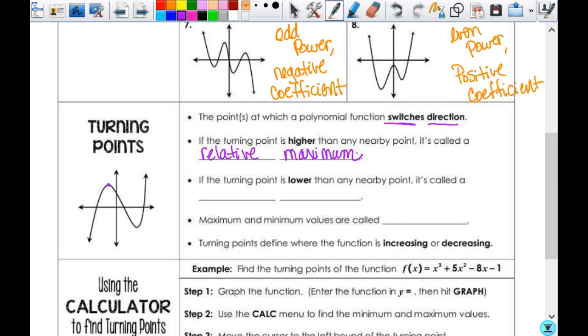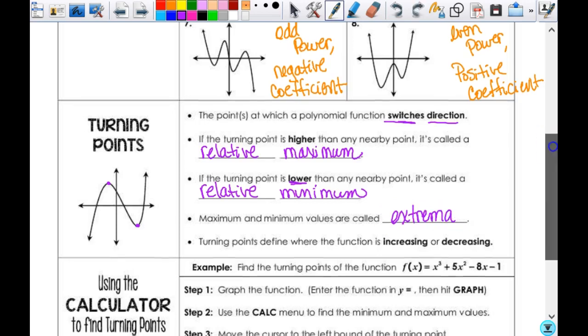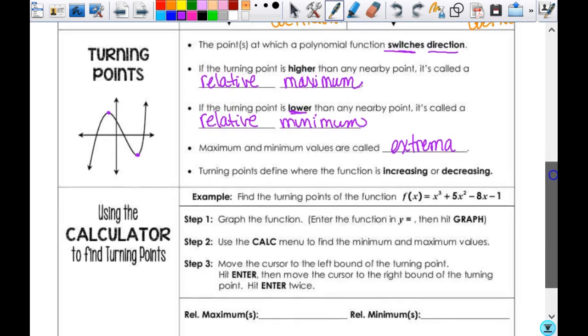Then if the turning point is lower than any other nearby point, not than any other point, but any other nearby point, what do we call that? Relative minimum. And we have talked about minimums and maximums already. So maximum and minimum values, what's the term that encompasses both of them? They are critical points. You're right, it falls under that category. Extreme, I think I heard it. Good. Extreme. The critical points are true too. All right, so then it says turning points define where the function is increasing or decreasing. It's where it switches, all right?